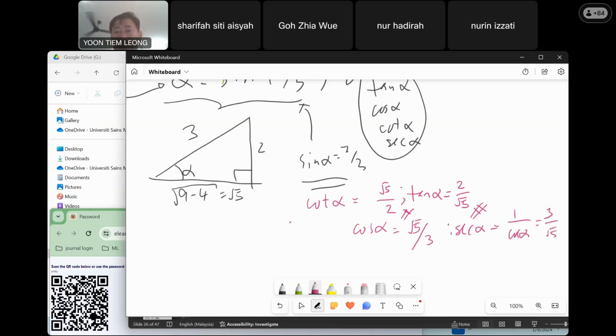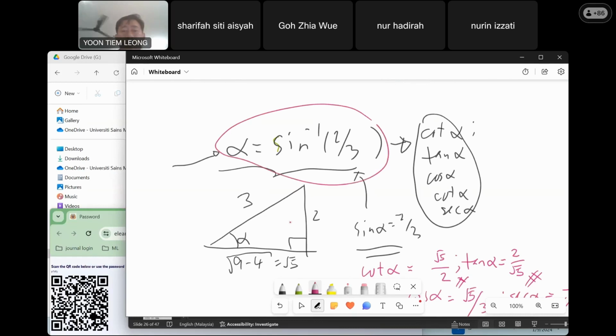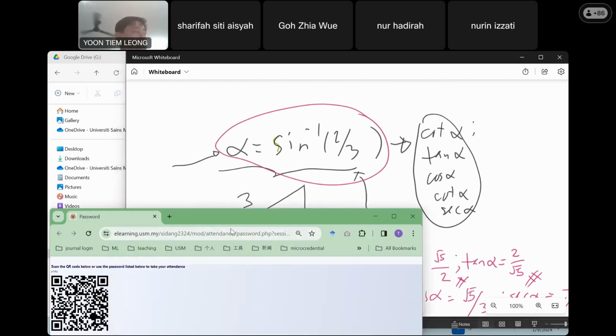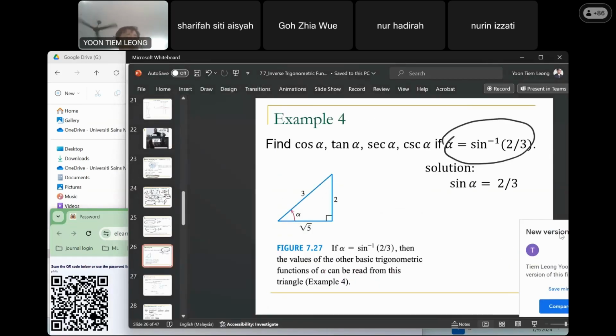Then you can also answer the question of what else? There's no more, right? So tangent, cos, secant. Then you may look at sine alpha. Sine alpha does not need to be calculated. It's just equal to 2 over 3, which could be written down from the expressions of the alpha. So that is the example of evaluating the values of alpha angle from the inverse trigonometric function.